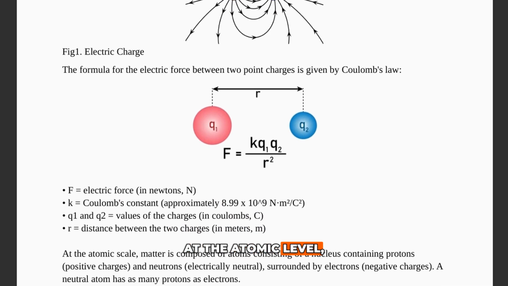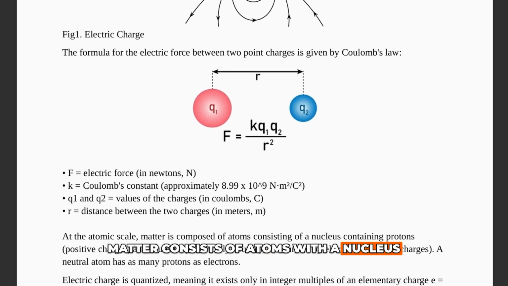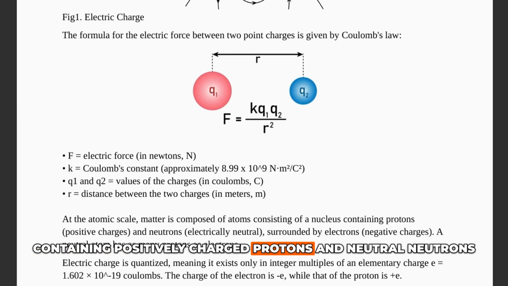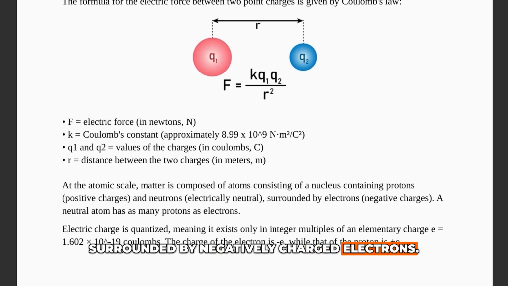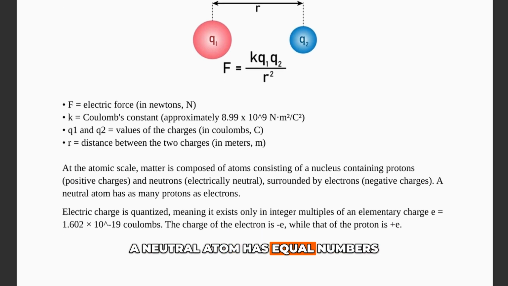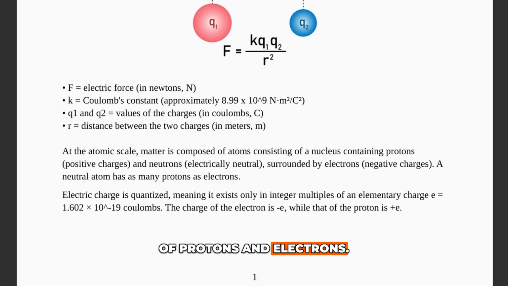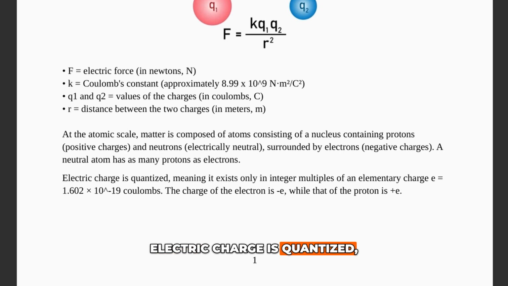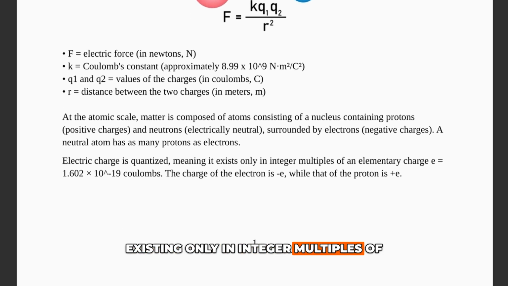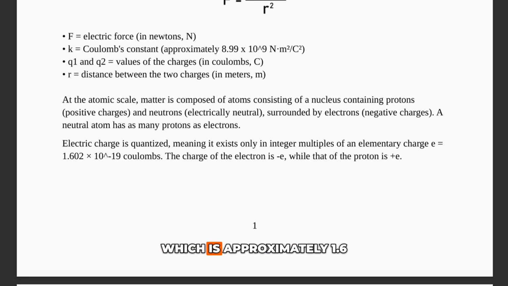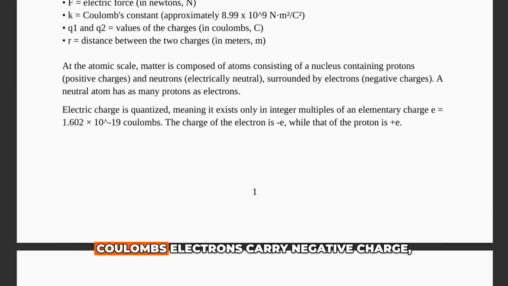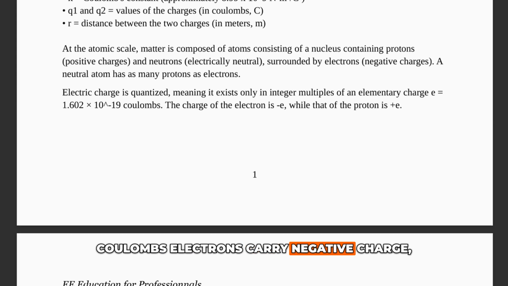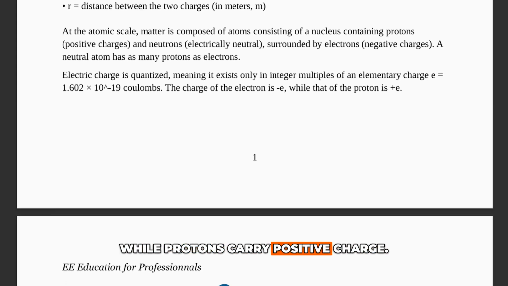At the atomic level, matter consists of atoms with a nucleus containing positively charged protons and neutral neutrons, surrounded by negatively charged electrons. A neutral atom has equal numbers of protons and electrons. Electric charge is quantized, existing only in integer multiples of the elementary charge, which is approximately 1.6 times 10 to the negative 19th coulombs. Electrons carry negative charge, while protons carry positive charge.